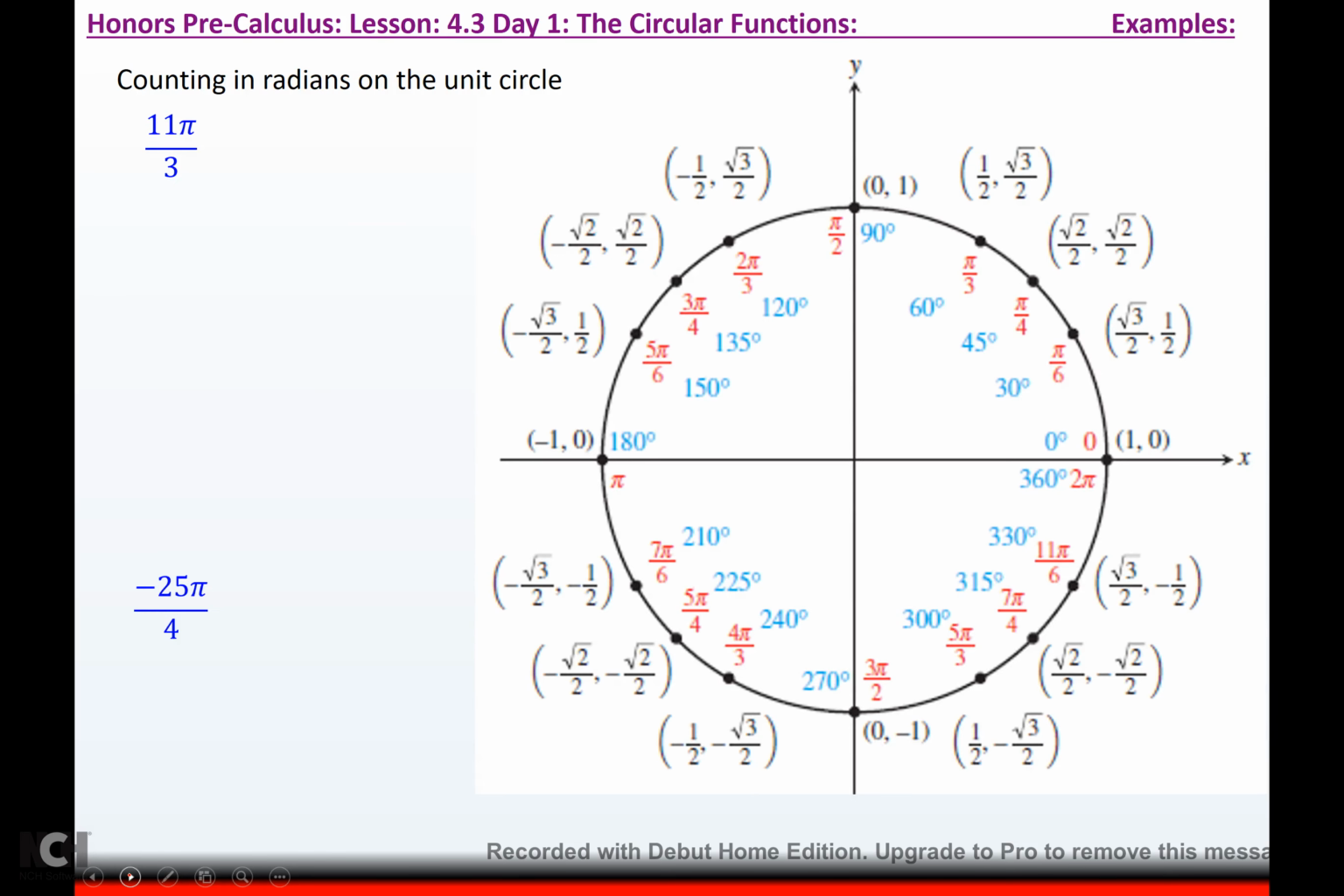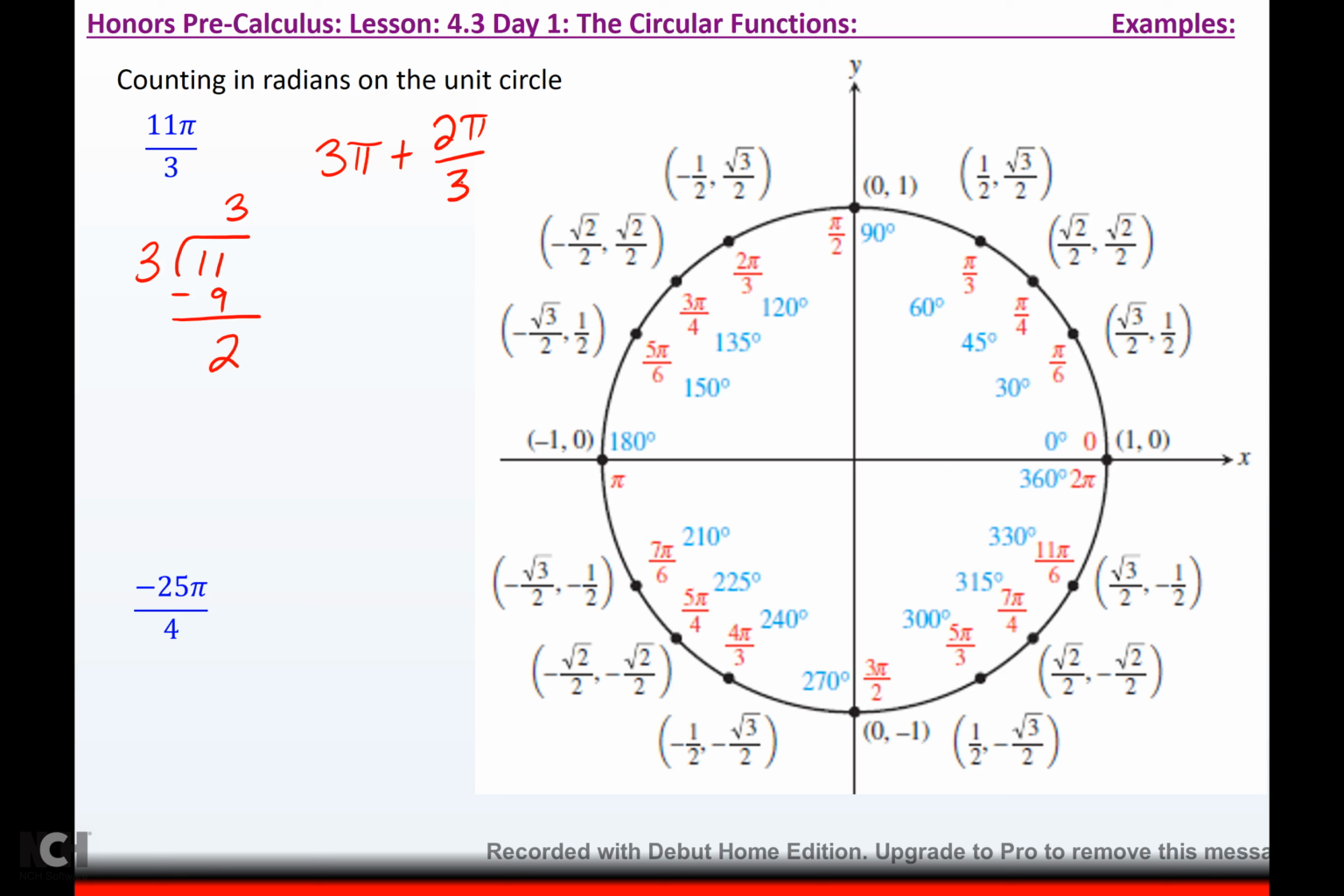So 11 pi over 3. If you look, 11 pi over 3 isn't in the unit circle because it's bigger. So if I figure out how many times 3 goes into 11, that would be 3 whole times. Take away 9 would leave 2 left over. So I'm going to go 3 whole pi's plus 2 more pi over 3.